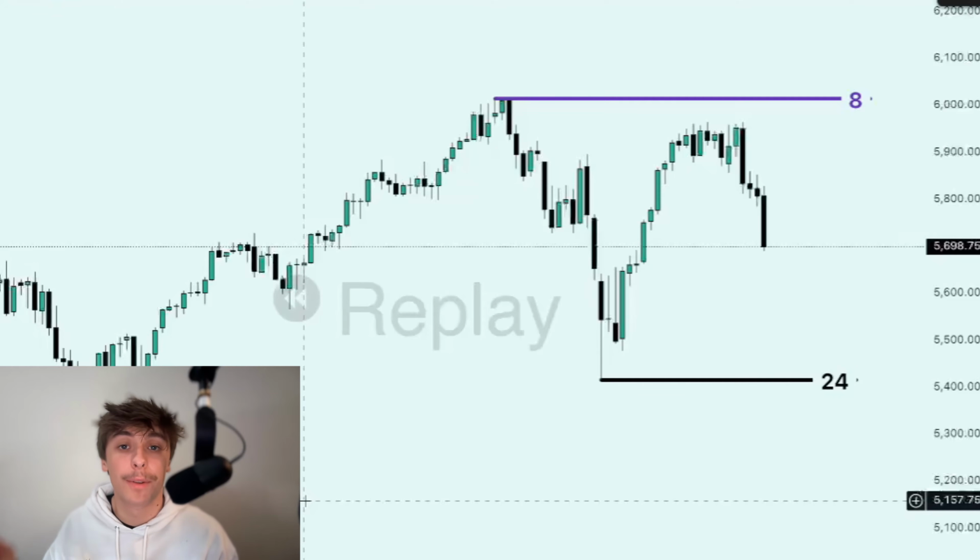Hey guys, so I'm going to give you the correct answer, whether it went to 8 or 24, and I'm going to tell you exactly why it moved in that direction. There's three main confluences, and let's go over them right now.